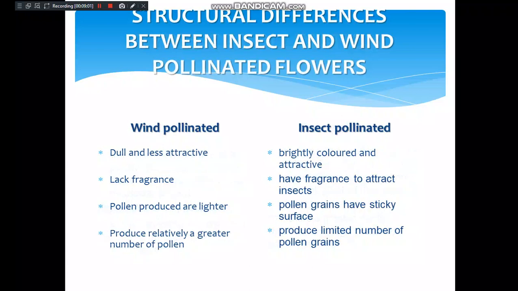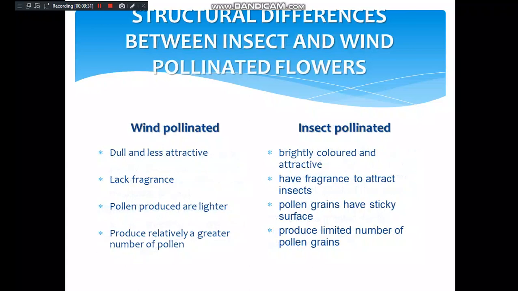And then wind pollinated flowers will have pollen that is relatively lighter. However, pollen grains produced from insect pollinated flowers, though not lighter, have sticky surfaces so that they attach to the bodies of the insects that carry them.